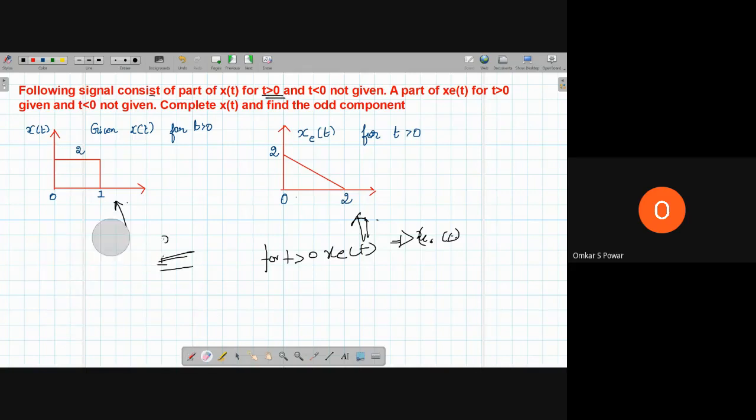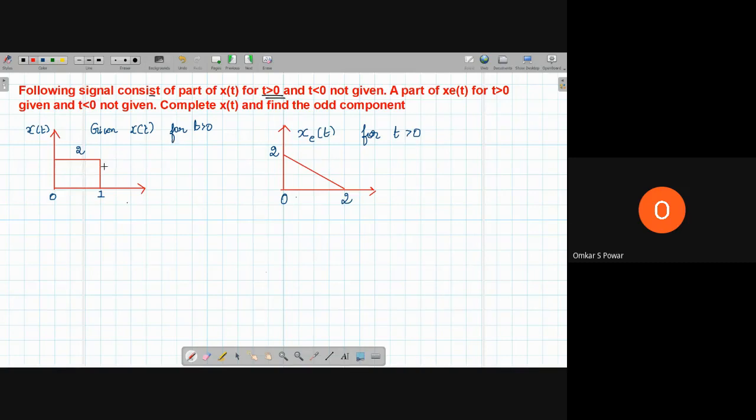So how do we approach this one? It's simple. There are three steps which we have to follow. So let us solve step by step. I hope you have understood the question. They have given one signal for t greater than 0, but we don't know what is there for t less than 0. We have a clear idea of what is there for t greater than 0, a perfect picture. Then for this t greater than 0 he has given the even component.